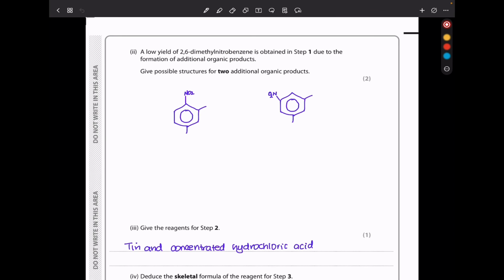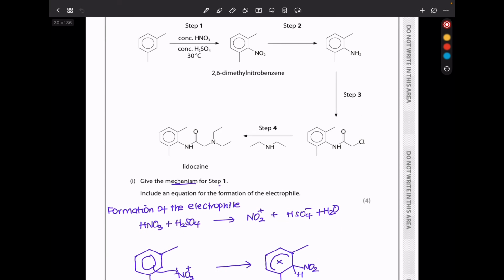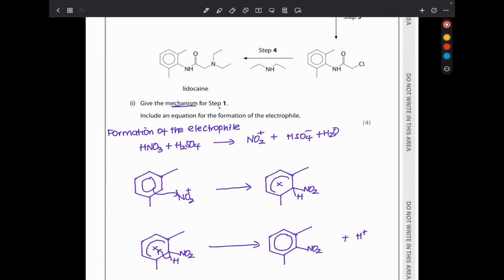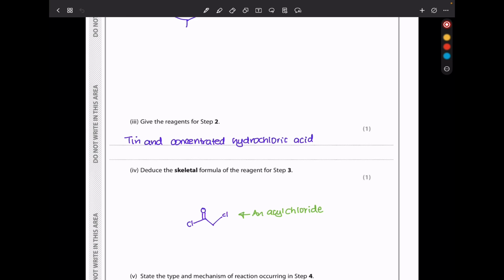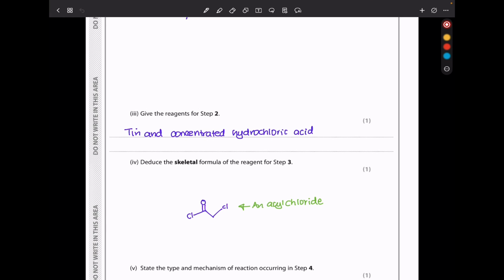Next, they say a low yield of 2,6-dimethylnitrobenzene is obtained in step 1 due to the formation of additional organic products. Give possible structures for 2 additional organic products. Of course, there is a possibility of further nitration, and the other nitration products could be that as well as that. In part 3, they say give the reagents for step 2.